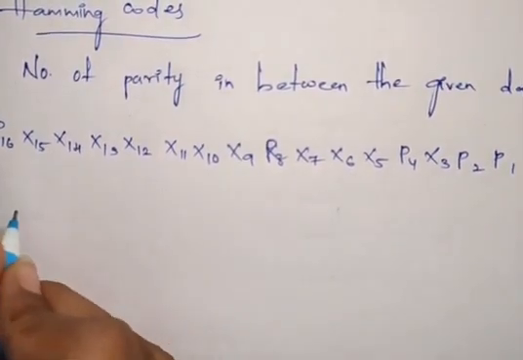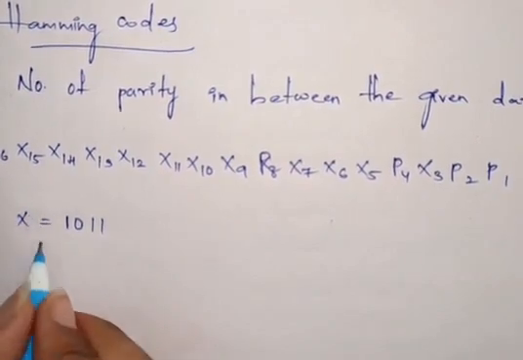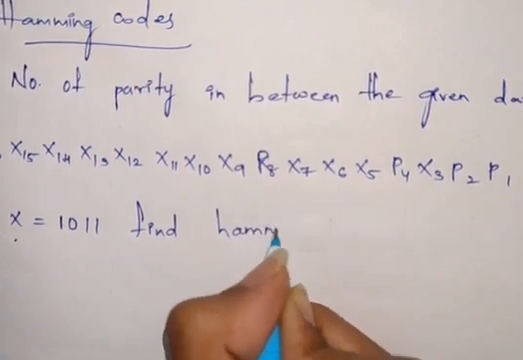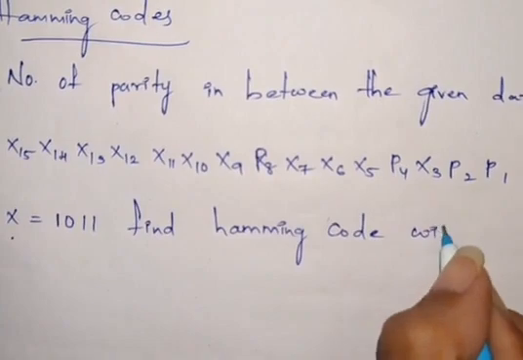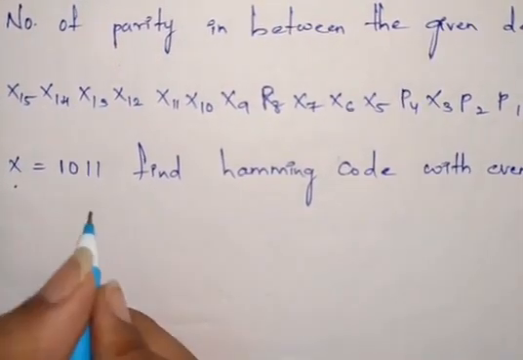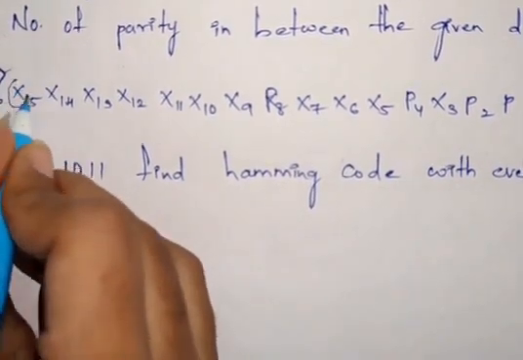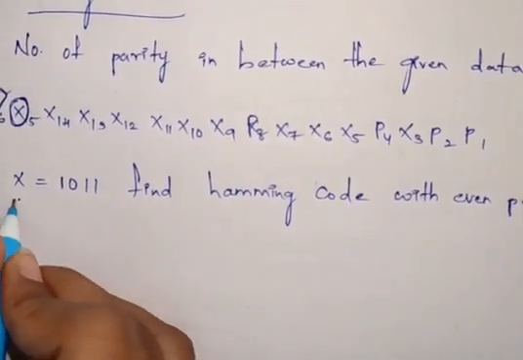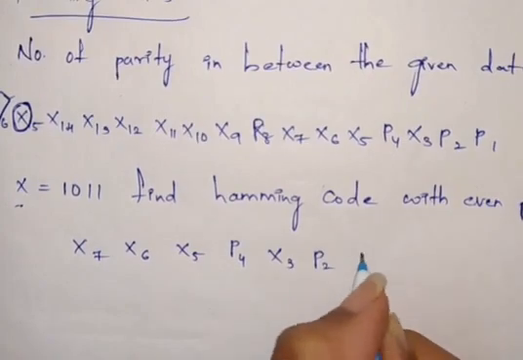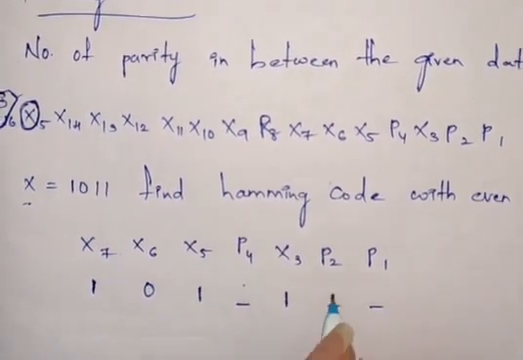We'll take an example. Given X is equals to 1011. This is the given original data. We should find Hamming code to this given original data with even parity. Now this can be written as this. Here P represents parity, X represents original data. Now we can write this given original data as X7, X6, X5, P4, X3, P2, P1. Here X7, X6, X5, X3. These are, we should find these parity bits.